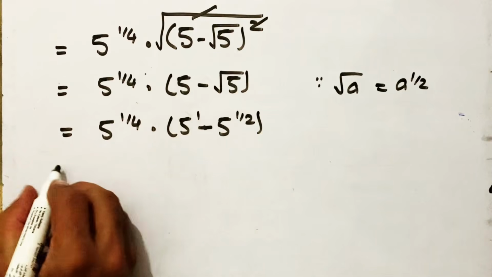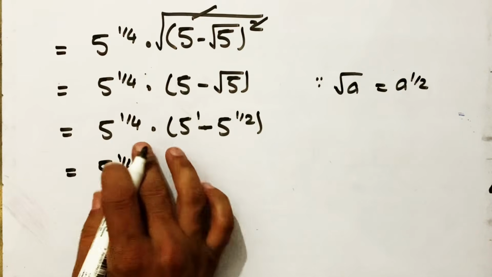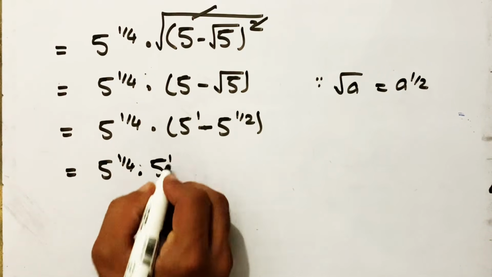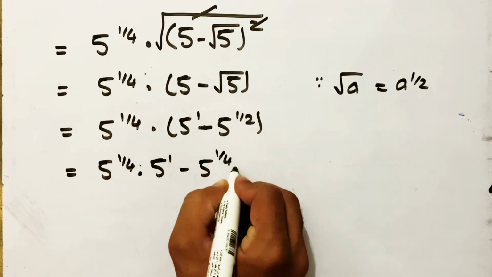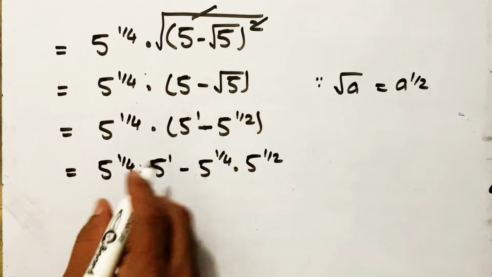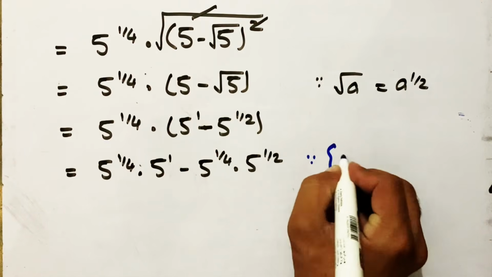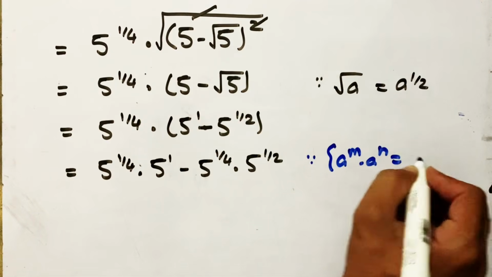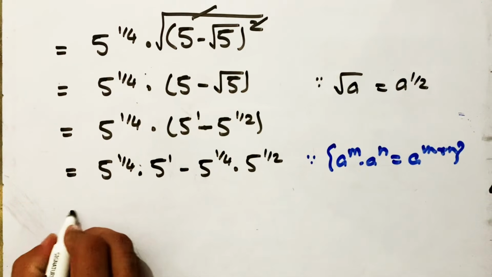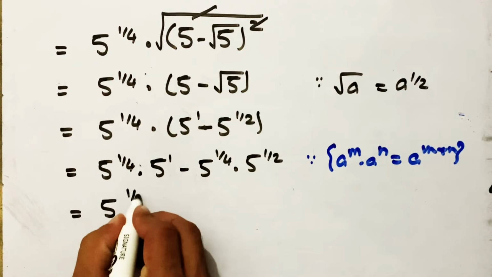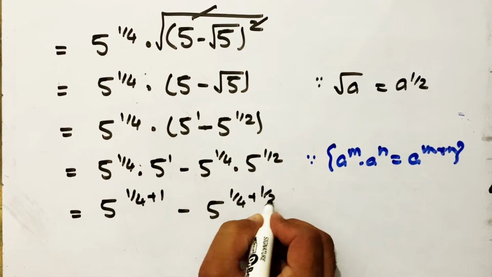Now multiplying inside, 5 to the power of 1 by 4 into 5 to the power of 1 by 1 minus 5 to the power of 1 by 4 into 5 to the power of 1 by 2. This is the product of powers rule: if a to the power of m times a to the power of n, the powers are added. So we add the powers: 1 by 4 plus 1 minus 1 by 4 plus 1 by 2.